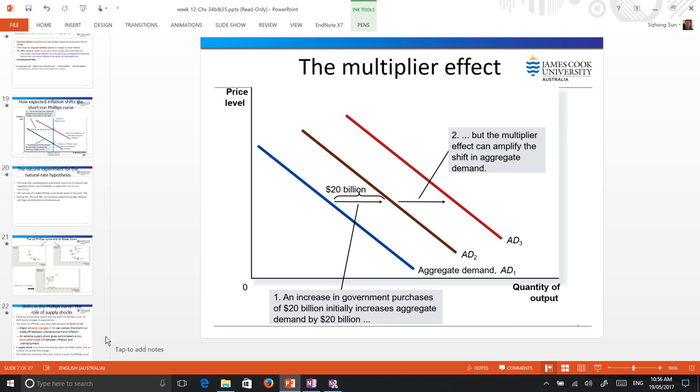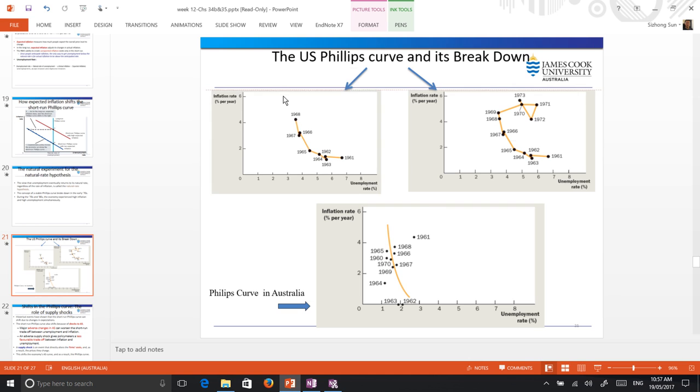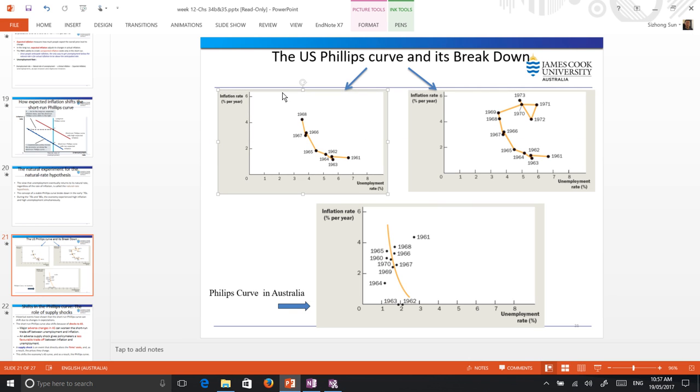Let's look at the data. So here is the Phillips curve of the United States. In the 60s, it is quite downward sloping. However, if the 1970s data is added, the Phillips curve breaks down. And similarly for Australia, a downward sloping pattern is observed, and when the 1970s data were added in, this relationship breaks down.